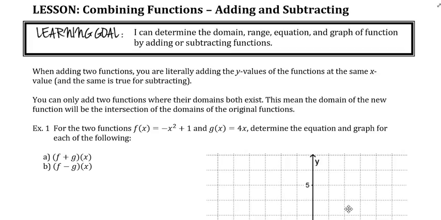Okay? And one thing you need to know, that the new function, the domain on which it exists, is the overlap of the domain of the two previous functions. So if one of the functions doesn't exist somewhere, the combination function also doesn't exist there. Both functions have to exist in that part of the domain for the combination to exist, right?